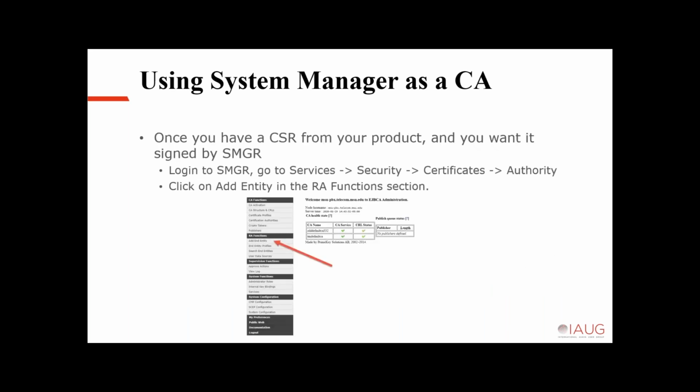So you've gone to your product, you've created this CSR file, and you want to have it signed by System Manager. What you're going to do is log into System Manager, go to Services, Security, Certificates, and then Authority. So you're going to be dropping through the menus to get to this particular section. And when you do, you're going to be in that EJBCA application. Along the left-hand side, there's going to be an option under RA Functions called Add End Entity.